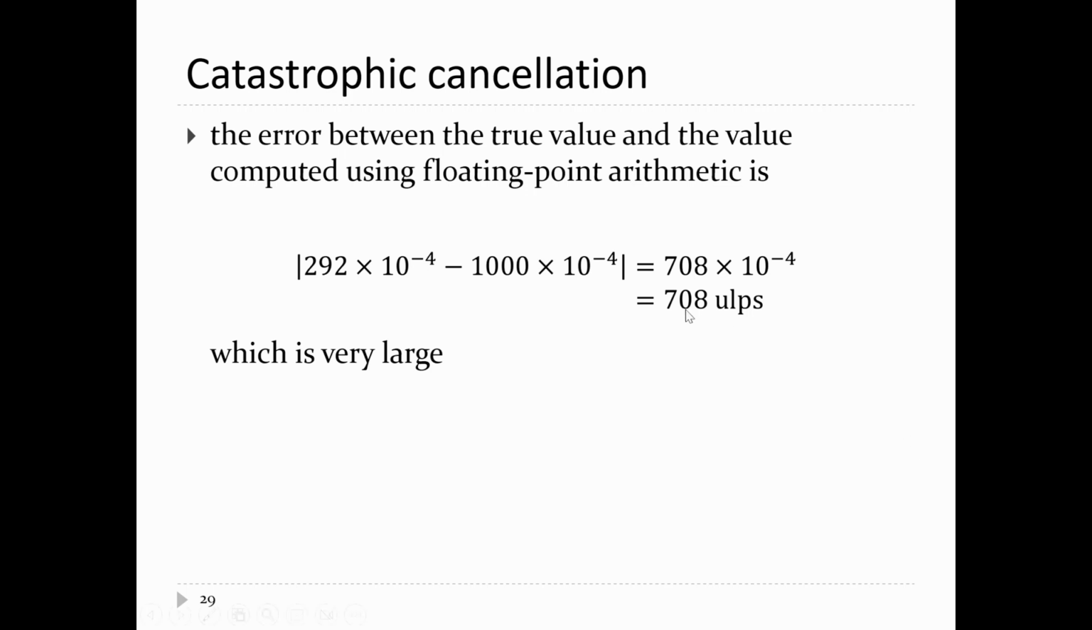Remember, every arithmetic calculation is supposed to result in 1/2 an ULP error. Here I've done a few. I did the b squared, so that's 1. I did 4ac, so that's another 2. Then I subtracted, so that's 4. After doing 4 operations, I end up with 708 ULPs of error, which is enormous.